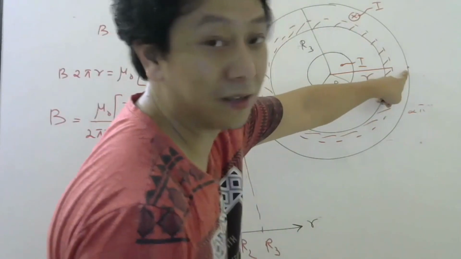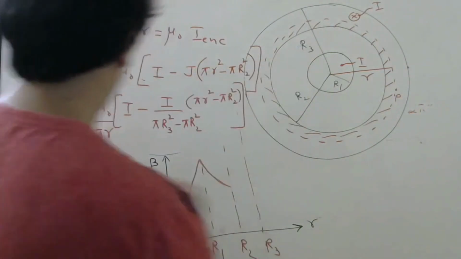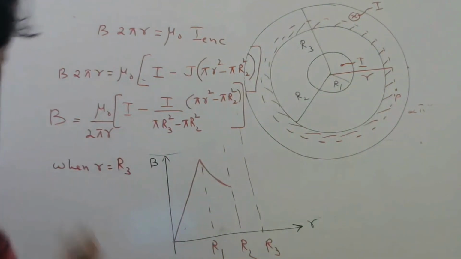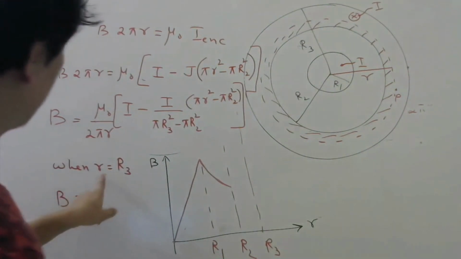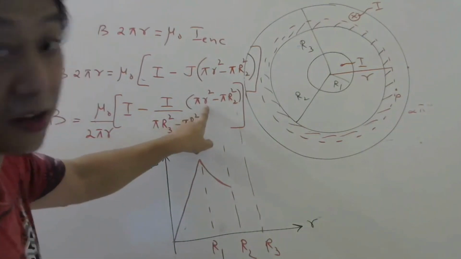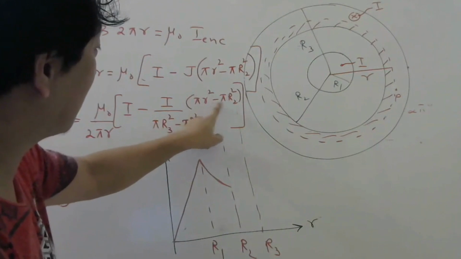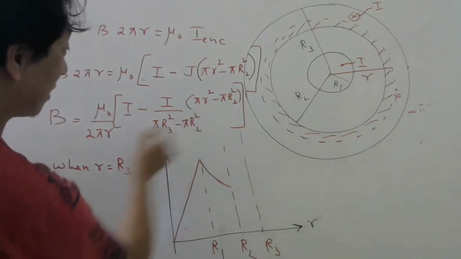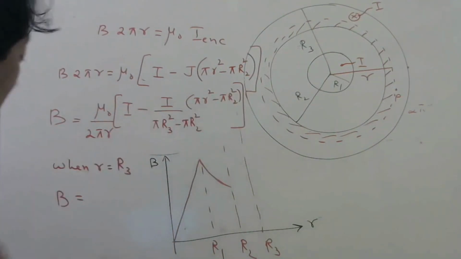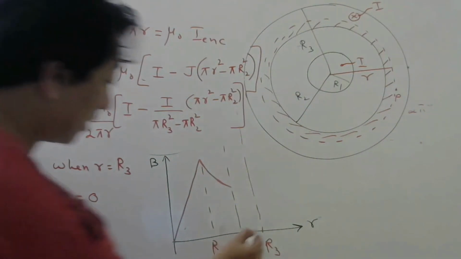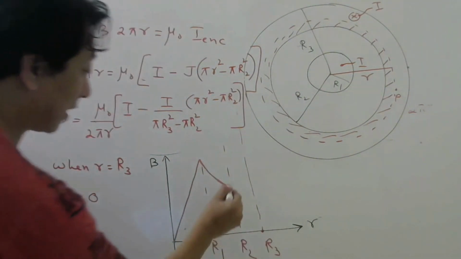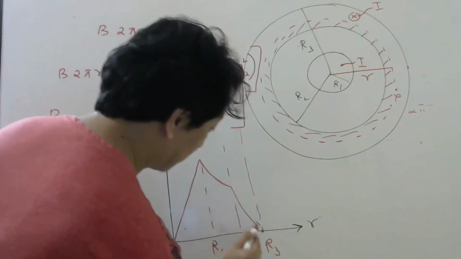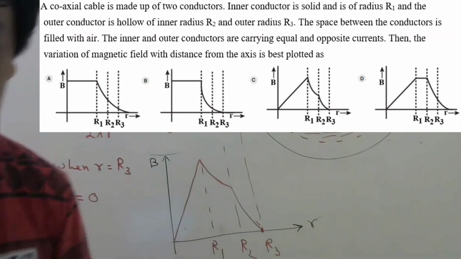So when you reach there, what will be your small r? When you reach here, small r will become r3. Yes or no? So when small r becomes r3, what will be your B? Check. When small r is equal to r3, if I put r3 here, this will be pi r3 square minus pi r2 square divided by pi r3 square minus pi r2 square. So this and this will cancel. I minus I, that will be 0. So when you reach here, magnetic field should be 0. So it is very clear, the graph cannot go this way. So the graph should come like this. Okay, option C.